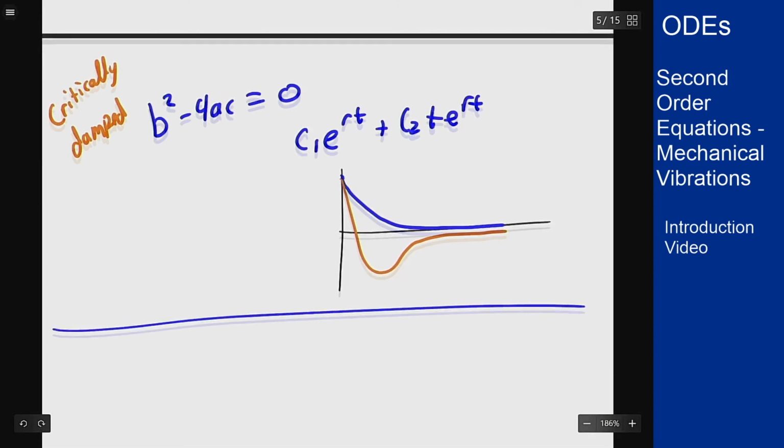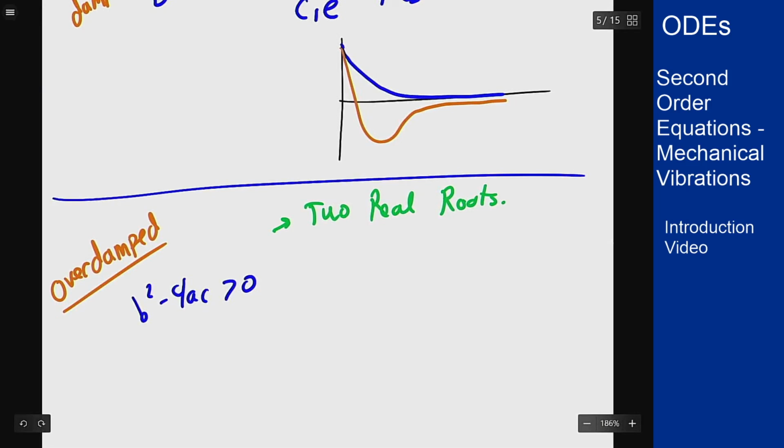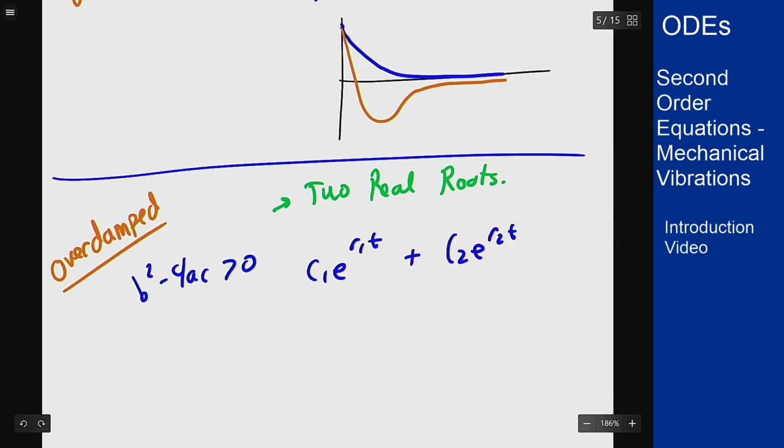And the last case is what we call overdamped. And this is when B is really big. So when I have B squared minus 4AC bigger than 0, I'm going to get two real roots. So in this case, I get sort of a C1 e to the r1 t plus C2 e to the r2 t. r1, r2 are both negative here. So what I end up with is decay. Same sort of idea, either decay or one oscillation and decay. But in general, this decay is going to be slower than the critically damped case.